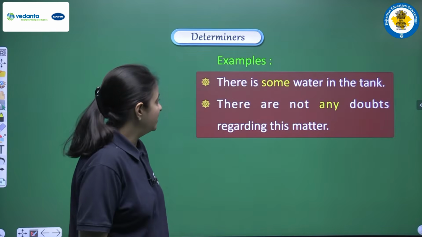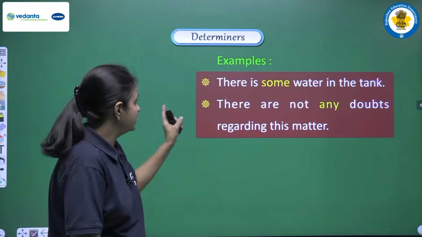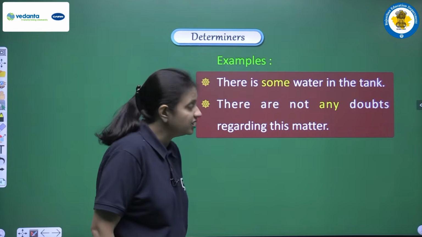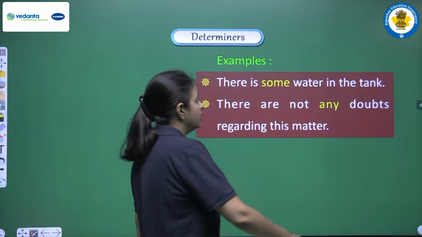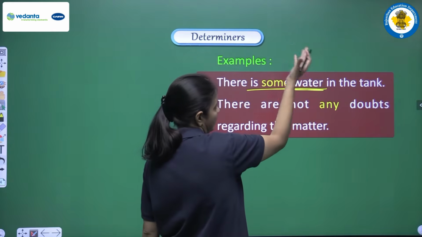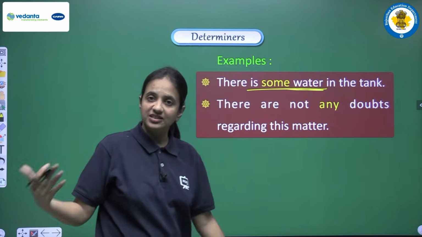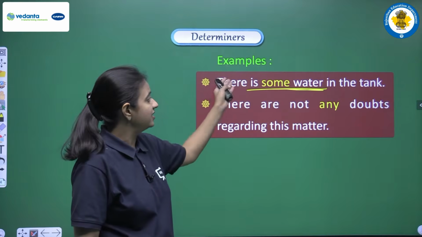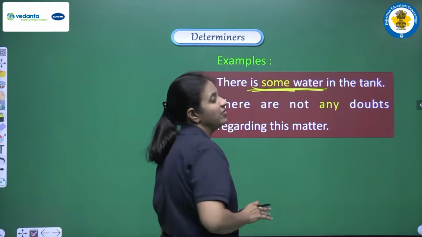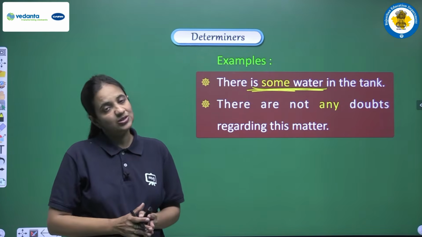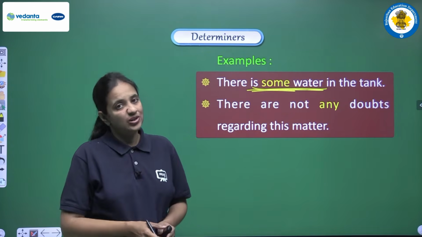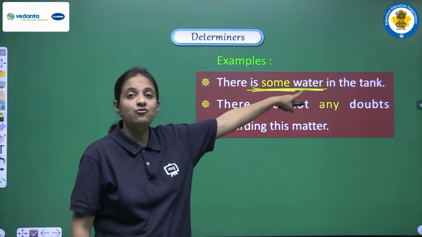So now let's see some examples of this. The first sentence that we have here is "There is some water in the tank." Here we have water as a noun, and we have to determine this noun. We have a positive sentence, and the sentence is "There is water in the tank." Suppose we have one blank; in that blank we have to write "some." Why? Because it is a positive, affirmative sentence, so here we have to use "some" to determine water.